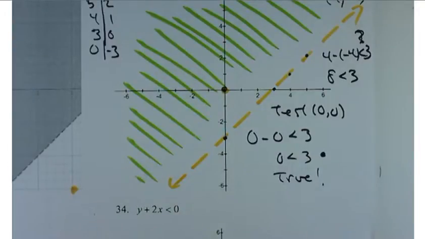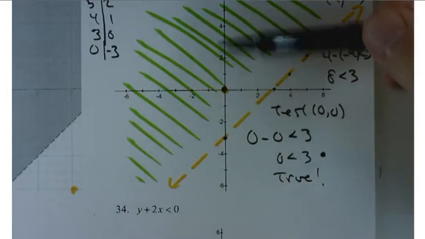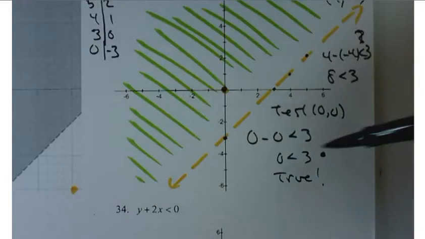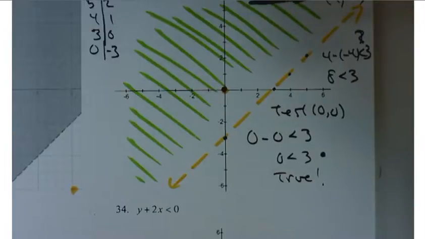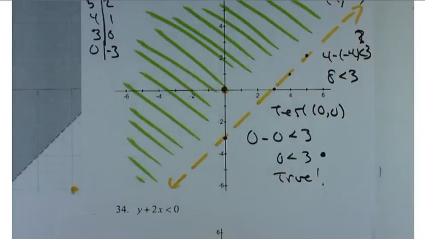So the good news is that you only have to test one point. If it tests out true, you shade the same side. If it tests out false, then you shade the other side. So you only ever really have to test one point, as long as you're confident in that point. Good question. Anything else on problem 28 there?